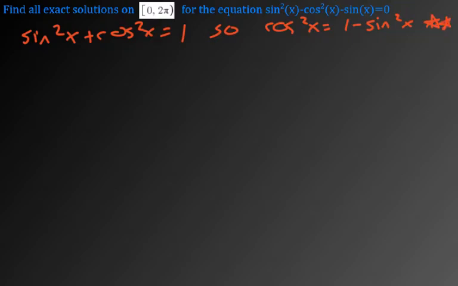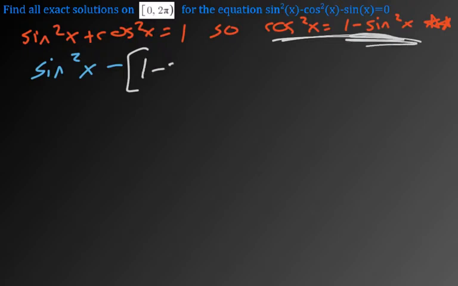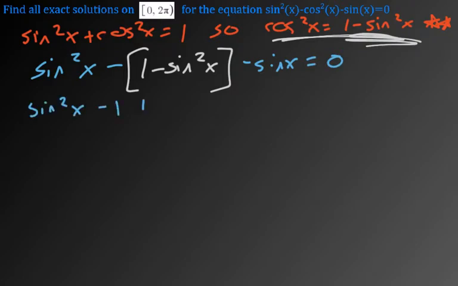So I'm going to use this. So I have sine squared in the problem minus, and then I'm just going to pop in this, 1 minus sine squared. That's my cosine squared. And then I have just minus sine x equals 0. Let's just simplify a little bit. Combine some like terms.